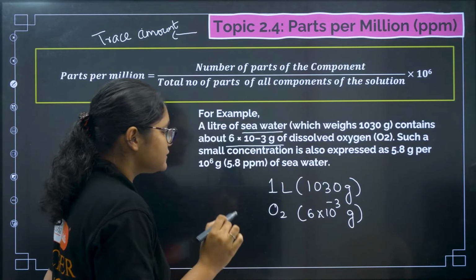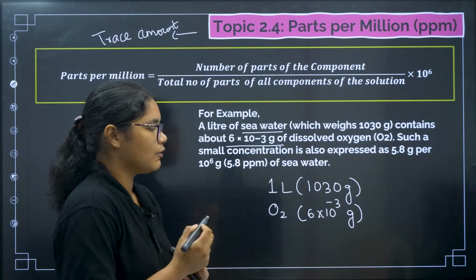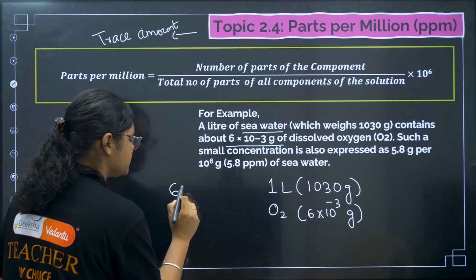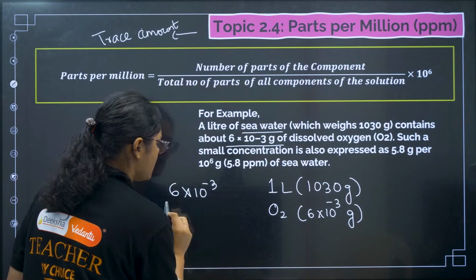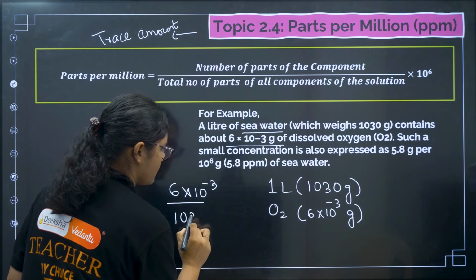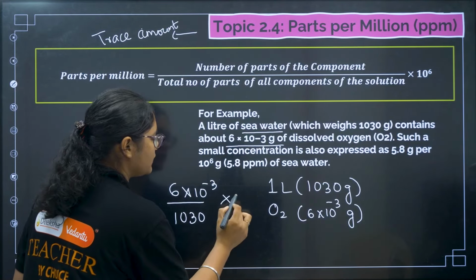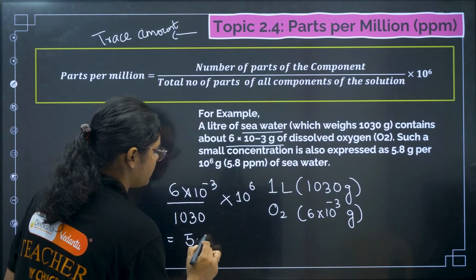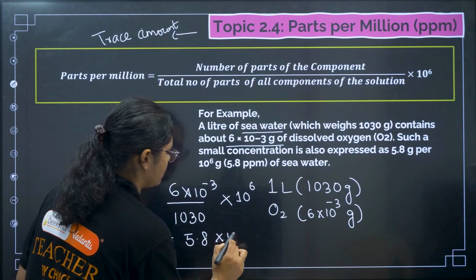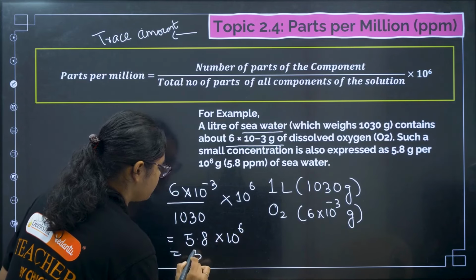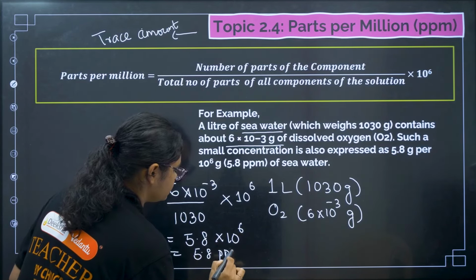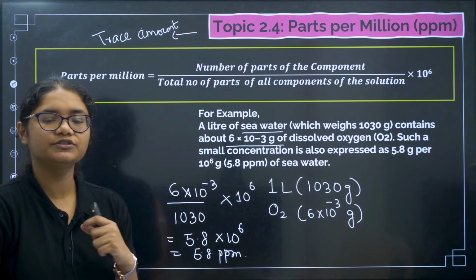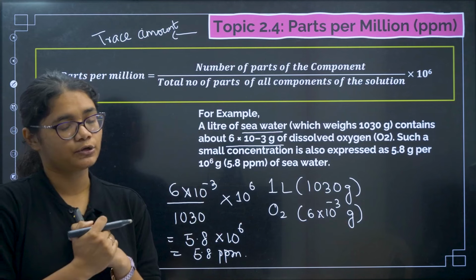Now to represent this small concentration, what we have to do is take the mass of the component, which is 6 into 10 to the power of minus 3, divided by the mass of the total, that is 1030, into 10 to the power of 6. If you solve this, we'll get 5.8, so we can say 5.8 ppm. That is how this is used, just to represent a very trace amount of solute present in a solvent.